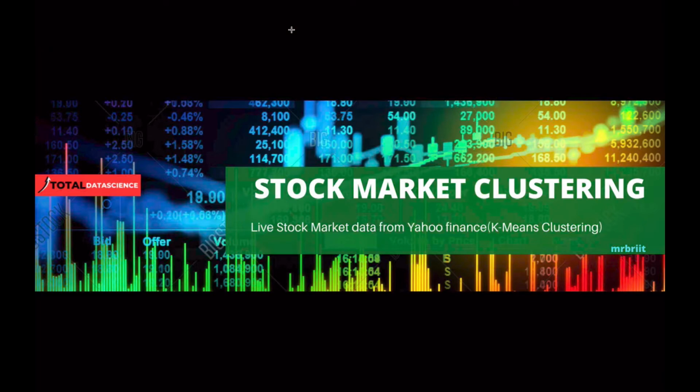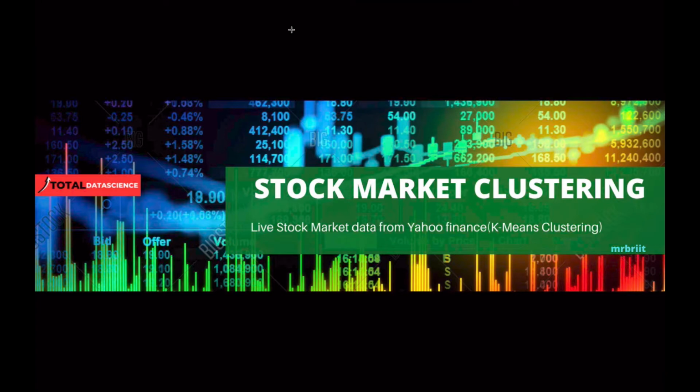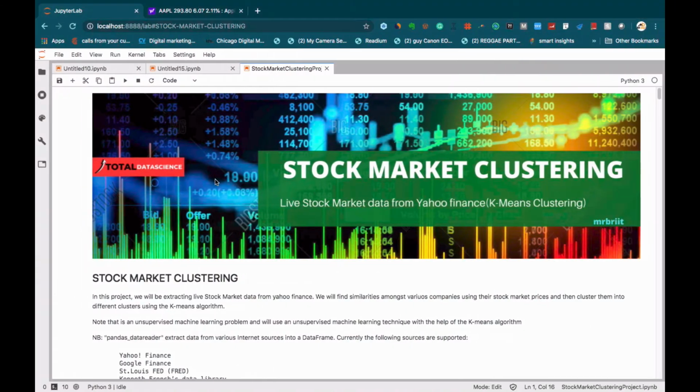In this project, we will be extracting live stock market data from Yahoo Finance. We will find similarities among various companies using their stock market prices and then cluster them into different clusters using the K-means algorithm. Since this is an unsupervised machine learning problem, we will be using an unsupervised machine learning technique with the help of the K-means algorithm. We will be using the Pandas data reader to extract live data from the Yahoo Finance site. At the end of the project, you will see something like this.